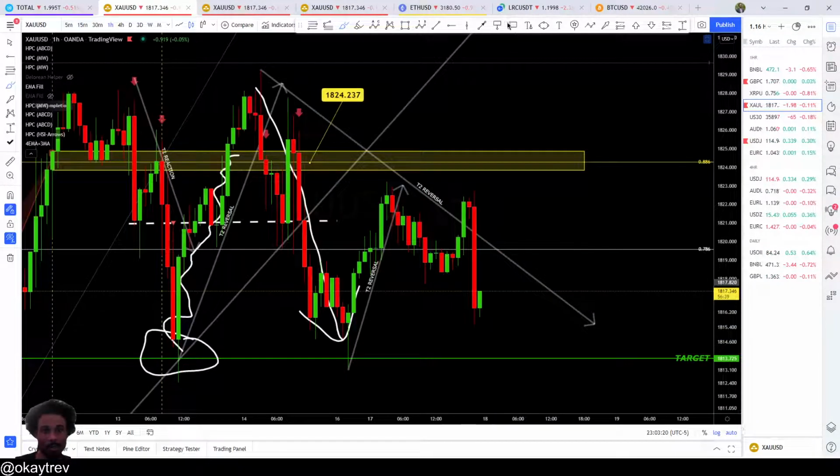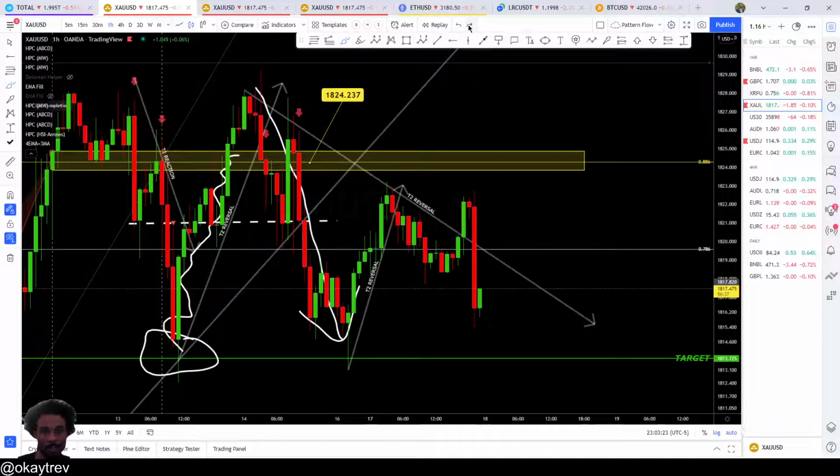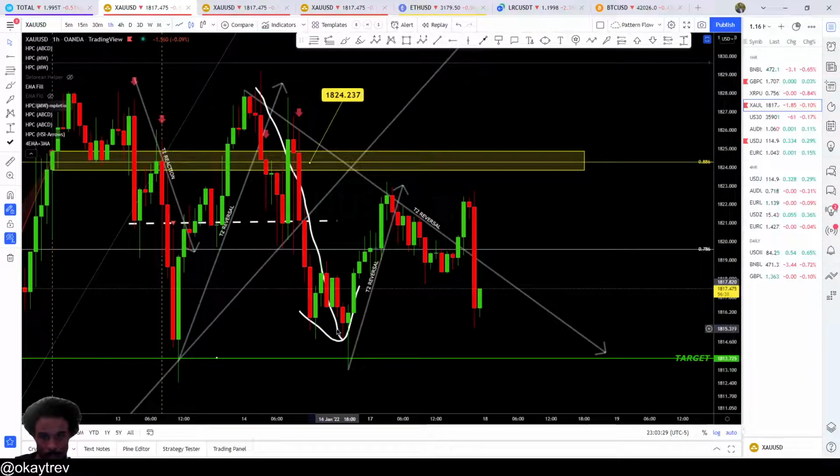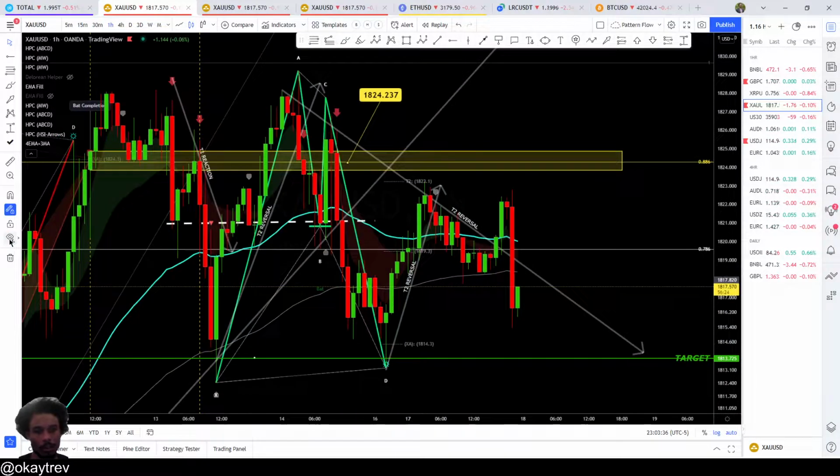So I'm expecting gold to continue bearish, especially the way the market's looking with a lot of these different currencies. Not really seeing all that strength right now. So it'll be interesting to see how this plays out. If I draw the EMAs, you see how we're already below all the EMAs.